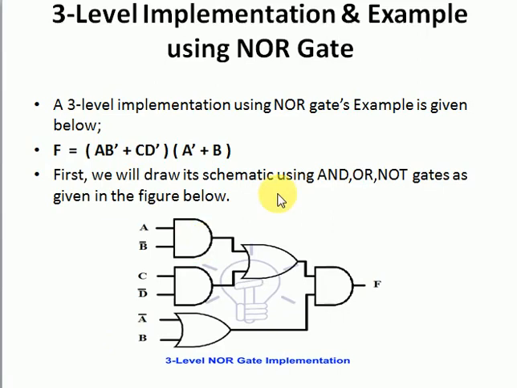Now here is another example, in which we see the 3-level implementation using NOR gates only, where F is equal to (AB complement plus CD complement) into (A complement plus B). This circuit you will implement by yourself. See this circuit, try to replace all these gates by the AND invert and the invert OR gates, and after that convert into the mixed notation, and after that convert those gates into NOR gates only.